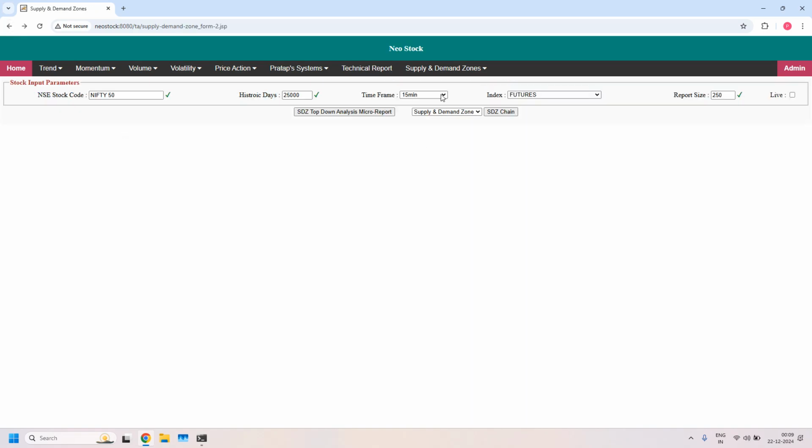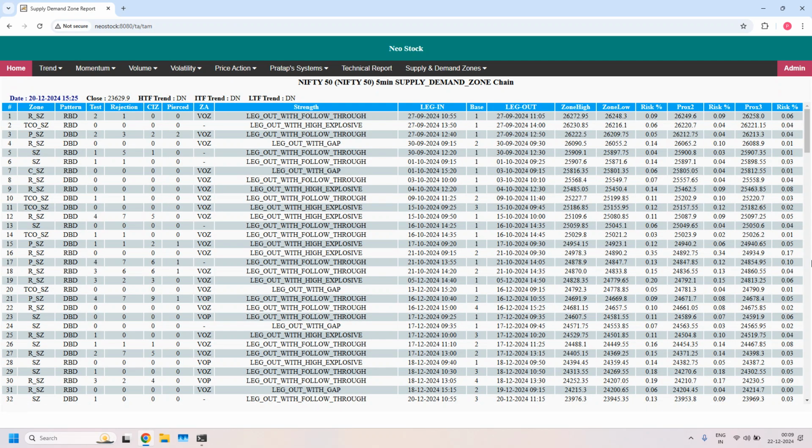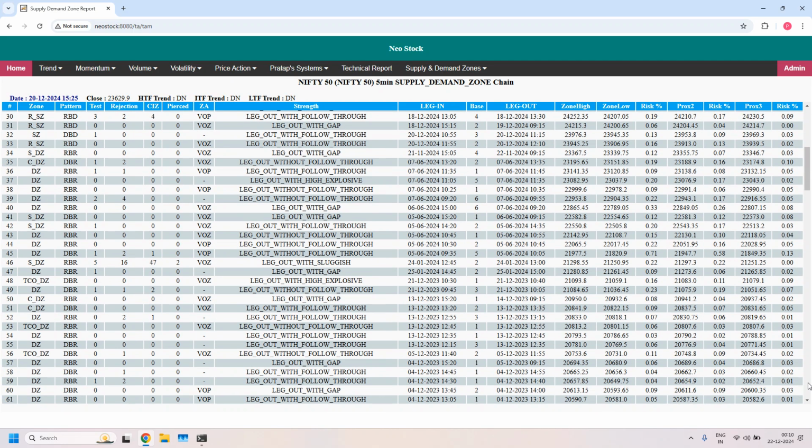Okay, next, 5 minutes supply demand zone chain for Nifty. All these are all supply zones. I am scrolling the list down. Now you can see the demand zones as well. This list is good enough for you now in this report. Okay, this is about Nifty supply demand zone chain.